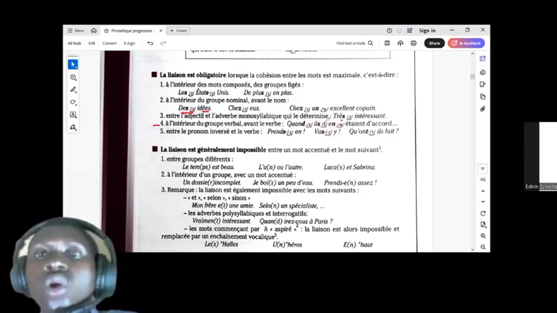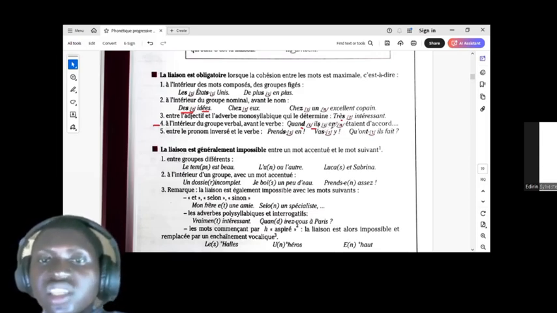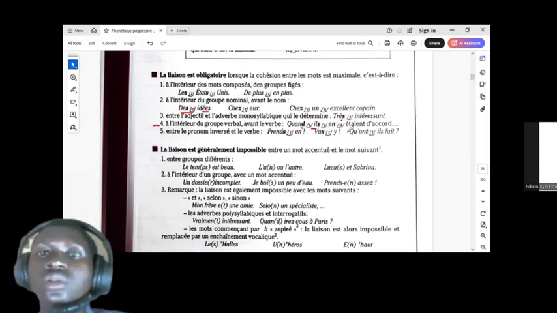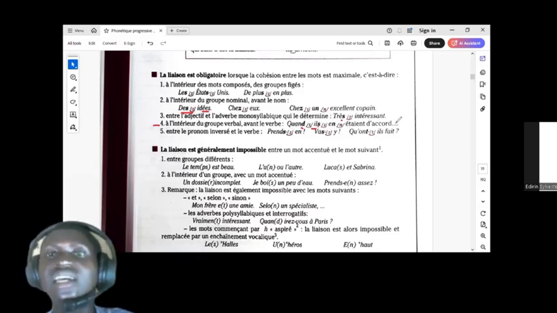We have quand-il. You see it? This D here becomes T because of this I here. Quand-il, the S here becomes Z because of this E here. Quand ils n'étaient d'accord. The N is also pronounced because of this other E. Quand ils ont été d'accord.